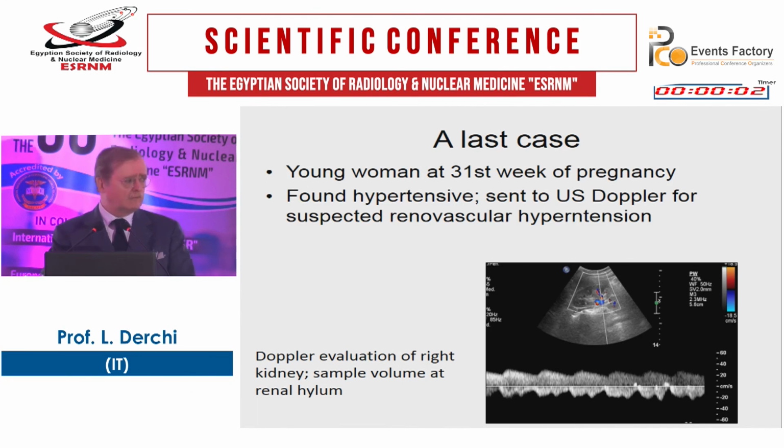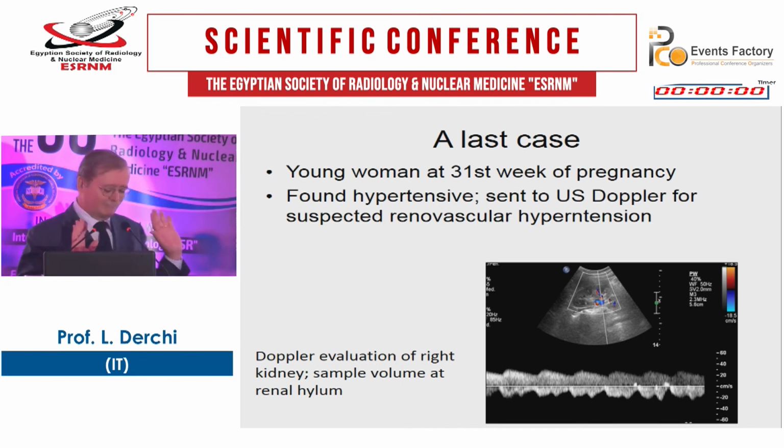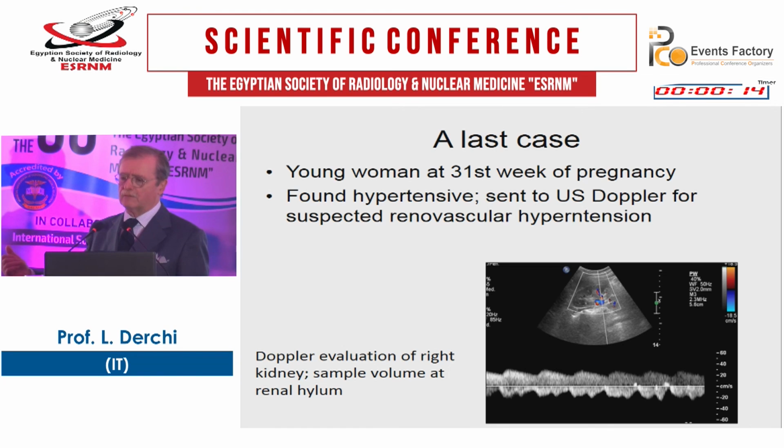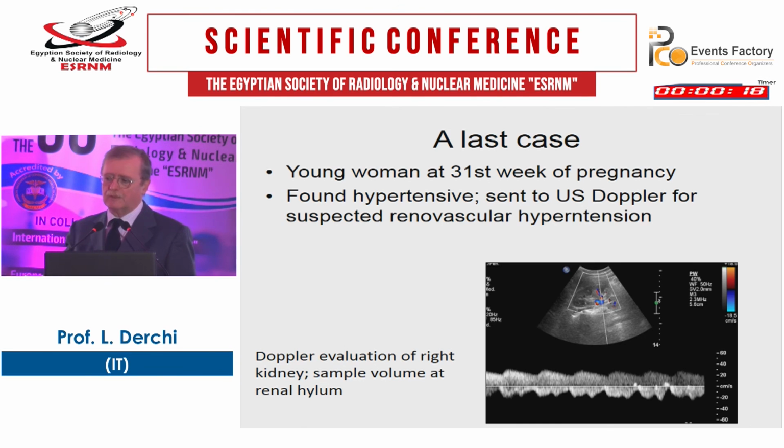And we have a last case. Young woman, 31st week of pregnancy, found hypertensive, sent to ultrasound Doppler for suspected renovascular hypertension, and this is the finding you see at the right kidney. What do you see? Pulsus tardus parvus flow. This seems to be a stenosis of the right artery.